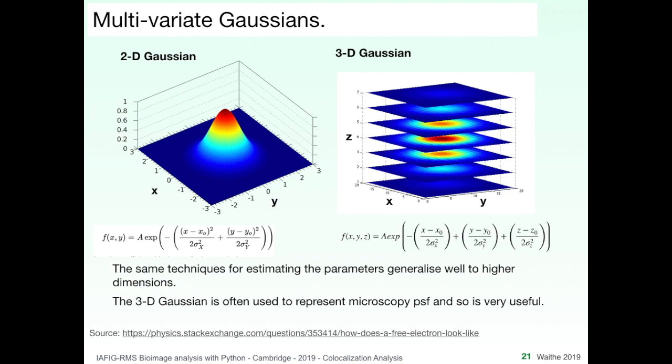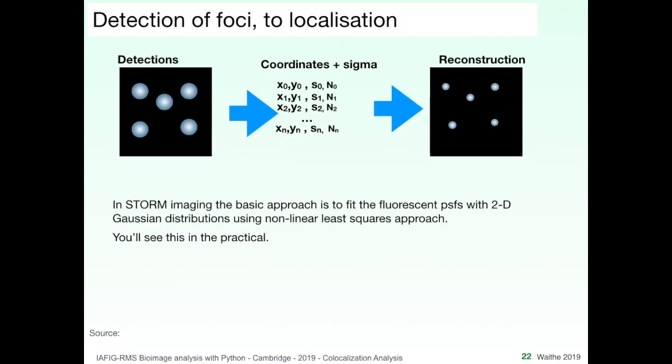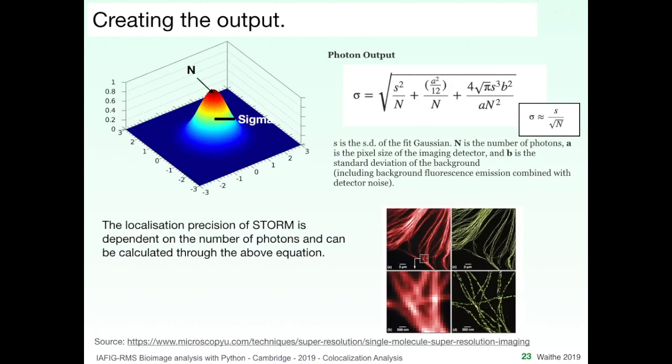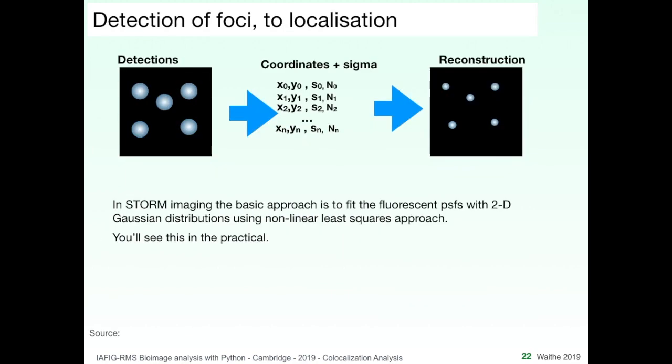What I mentioned is that we have these sparse detections in our image. What we want to do is fit Gaussians here, get the coordinates and measure the sigma and also the amplitude of these by fitting. And then we want to reconstruct our image here. Okay? But how do we know how big to make these Gaussians? Because these are diffraction limited, and we want to go beyond the diffraction limit.